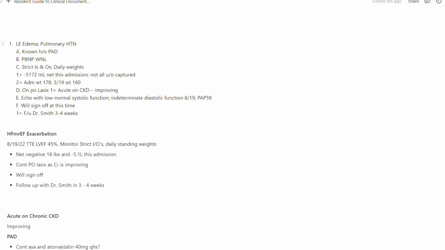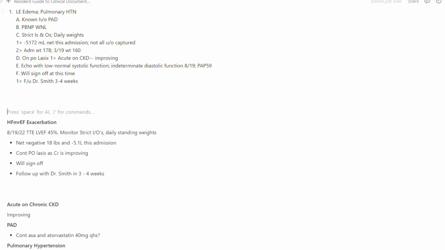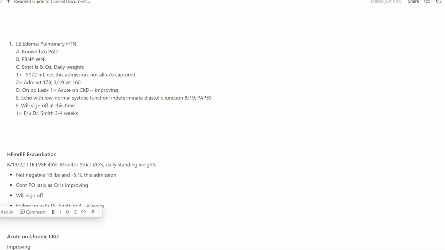So first of all, we have lower extremity edema, which again is not a diagnosis. Maybe that was an initial problem that they came in with. I'm not 100% sure. Then pulmonary hypertension. So is that the main problem that we're treating? Known history of PAD. So we have a history of, and it's a completely different, separate chronic comorbidity here. So I would just move PAD to a whole other problem list here.